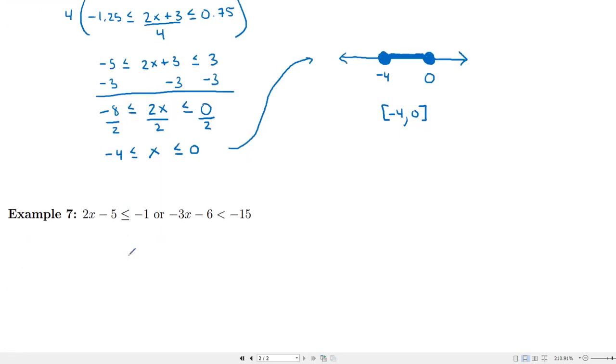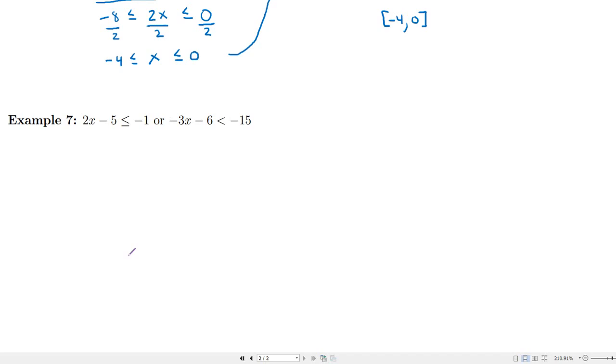Okay, so let's continue to some other compound ones. In this case, here we have some compound inequalities, but they're separated. So we would solve them separately and then combine the solutions at the end. We could have theoretically done that above, but that's not the way it was given to us. So let's proceed here. We're going to solve these separately.